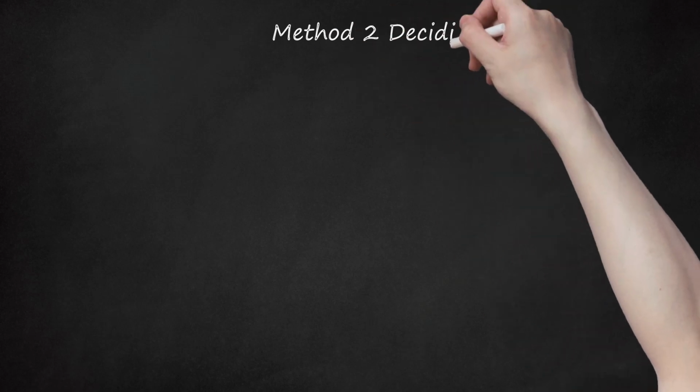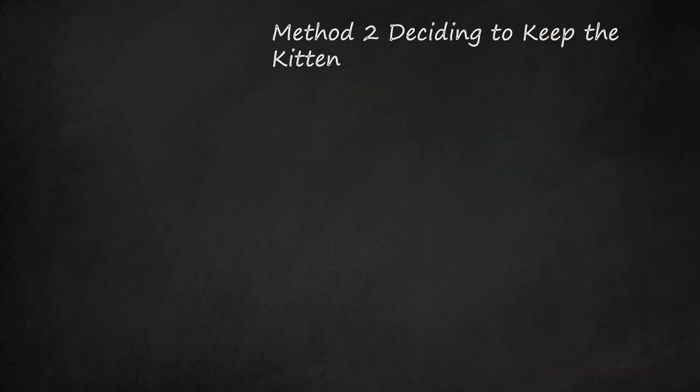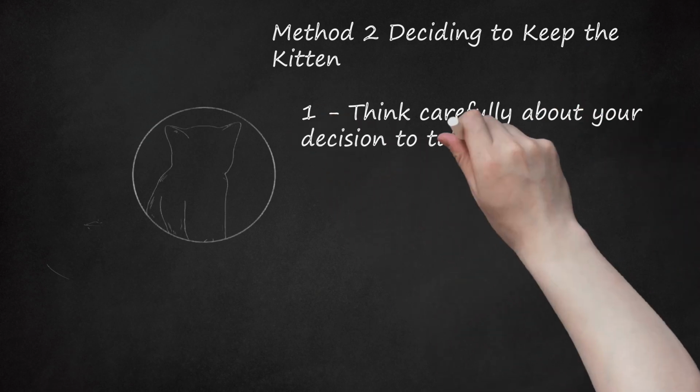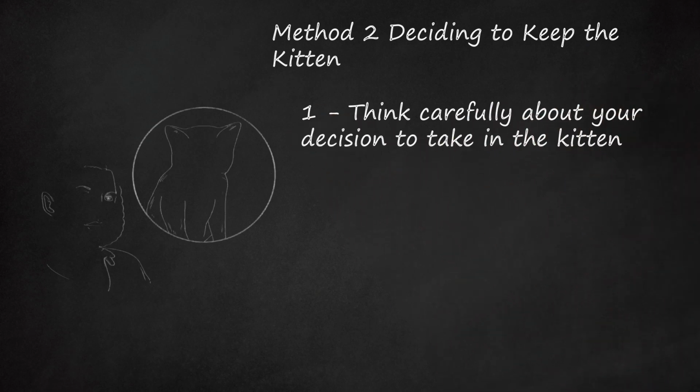Method 2. Deciding to keep the kitten. 1. Think carefully about your decision to take in the kitten. A kitten is adorable and it can be really hard not to want to take care of him. But raising a kitten, especially one that is still nursing, and socializing it to be a pet is a difficult and long process. You need to be sure you're ready for that type of commitment.